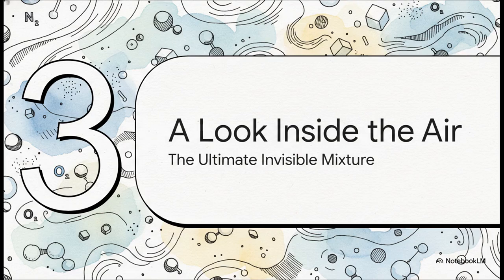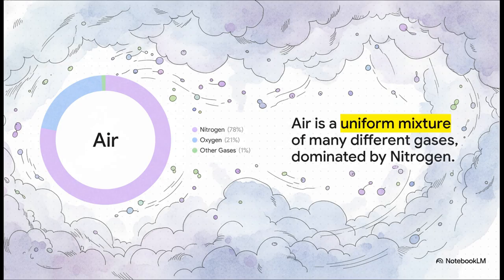Okay, let's tackle the biggest uniform mixture of them all, one that's literally all around us, but is completely invisible. Yep, we're talking about the air. You see, the air we think of as just air is actually a really complex mixture of gases. It's mostly nitrogen, about 78%. The oxygen our bodies need makes up only about 21%. And then you've got these little trace amounts of other gases like argon and carbon dioxide. All of them are perfectly mixed together, creating our atmosphere.